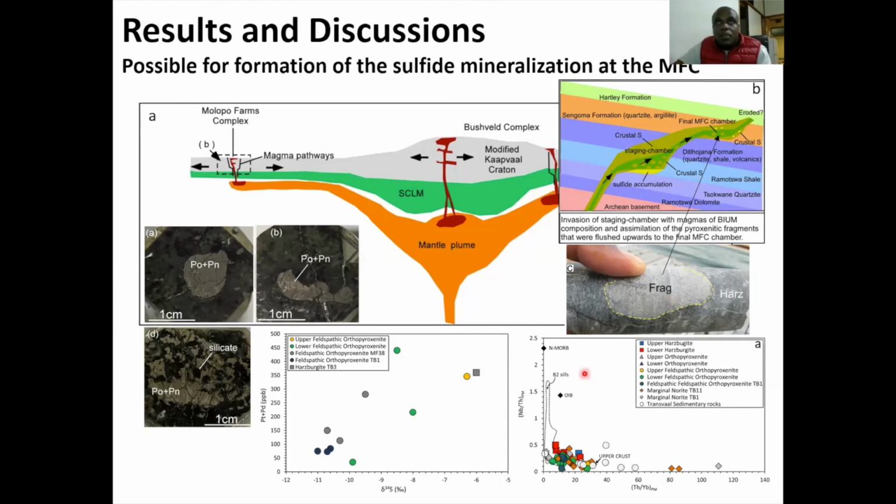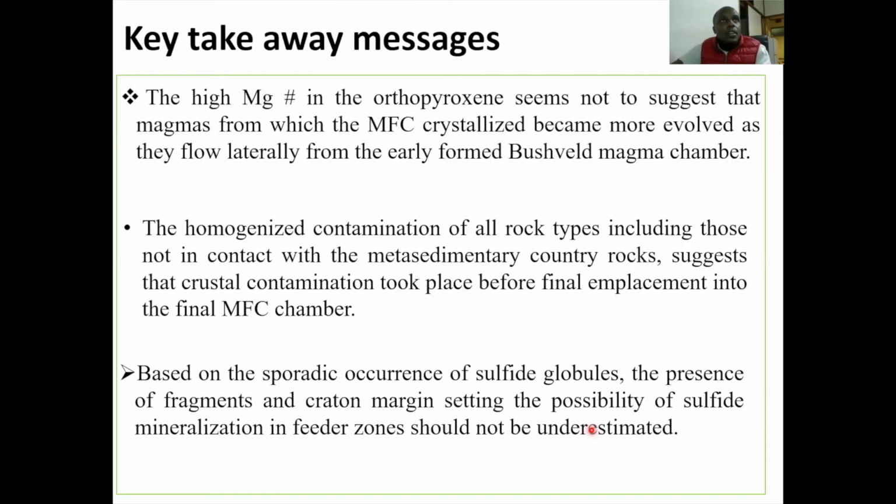And this model, we think, will adequately explain the homogenized contamination of all the units, even those that are not directly below or in contact with the metamorphosed contact rocks. That is about all we have.